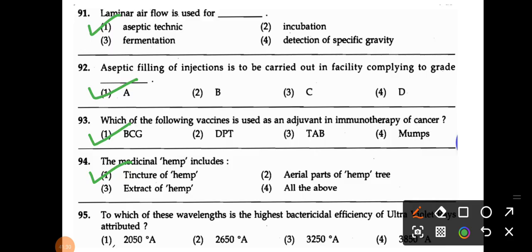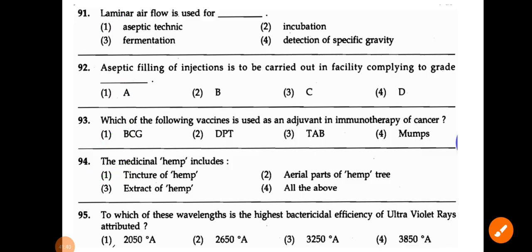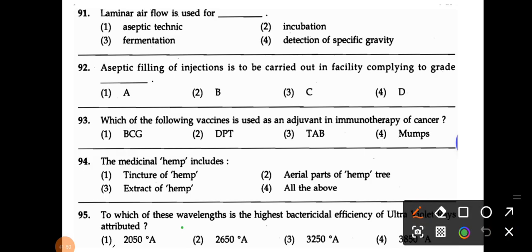So 2050 Angstrom means 205 nanometer, 265 nanometer, 325 nanometer and the last one is 385 nanometer, because 1 nanometer is equivalent to 10 Angstrom. Okay, so that is also very important. So here the correct answer is 265 nanometer or 2650 Angstrom.